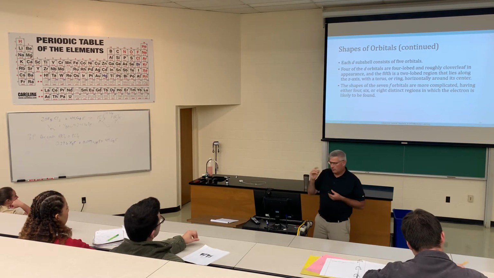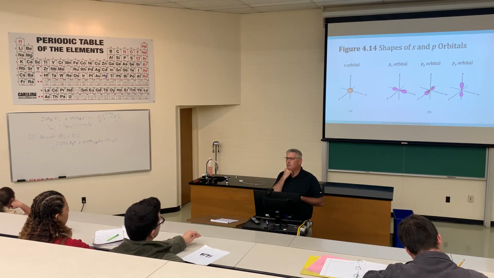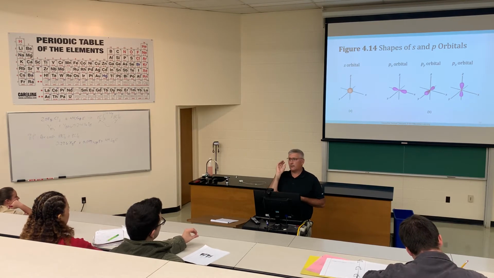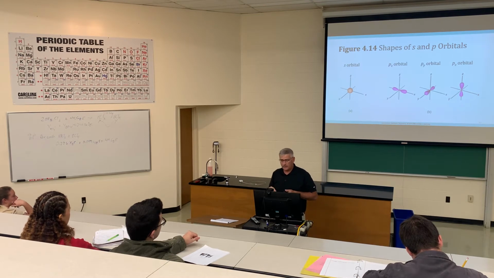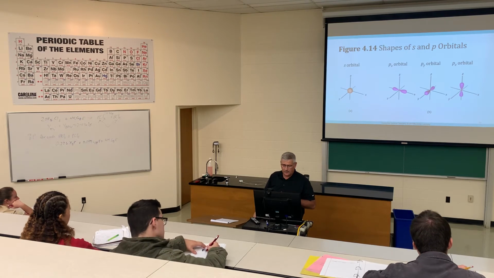So I should ask the shape of the p orbitals. What would you guys call those? Figure eight. Dumbbell is the word that they use. That works, doesn't it? So that's a dumbbell shape. And we can see that there are three dumbbells of equal size and shape. Those are fairly easy to imagine.